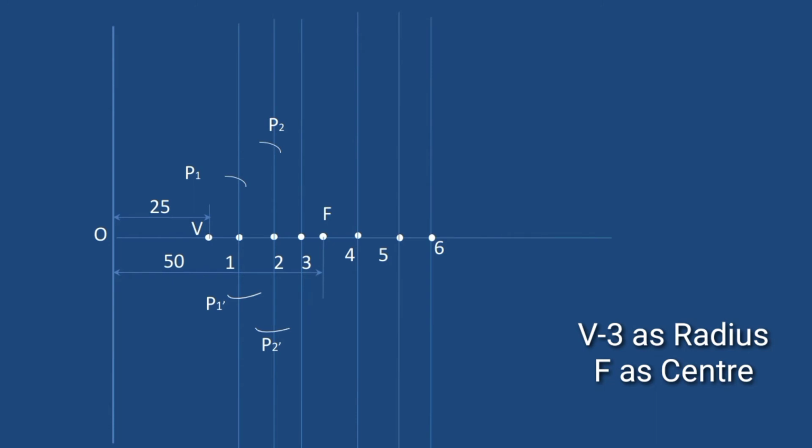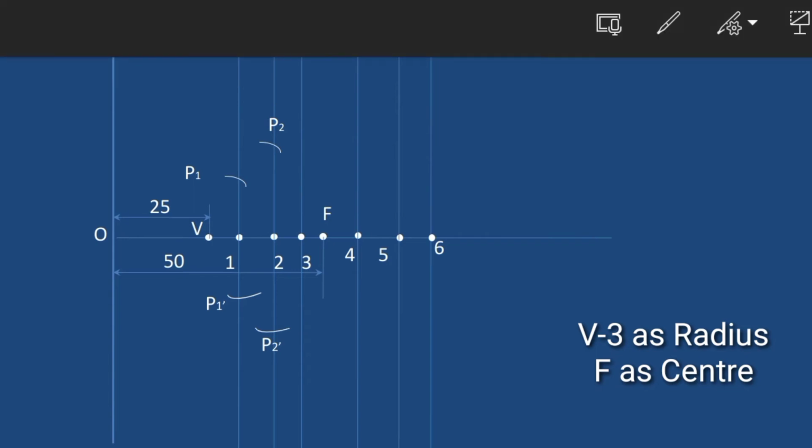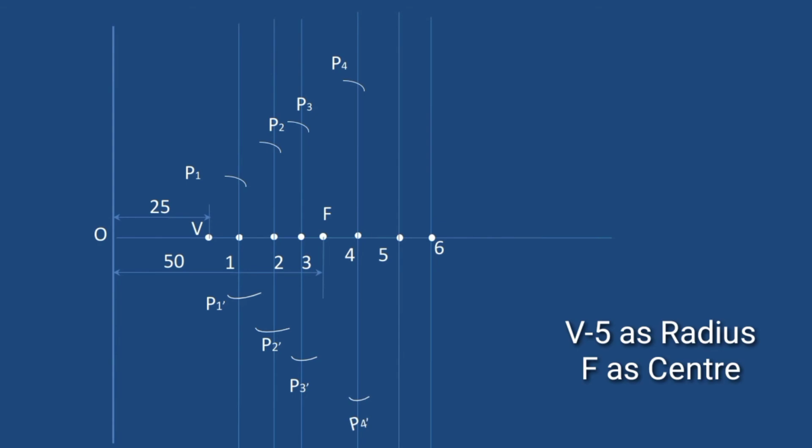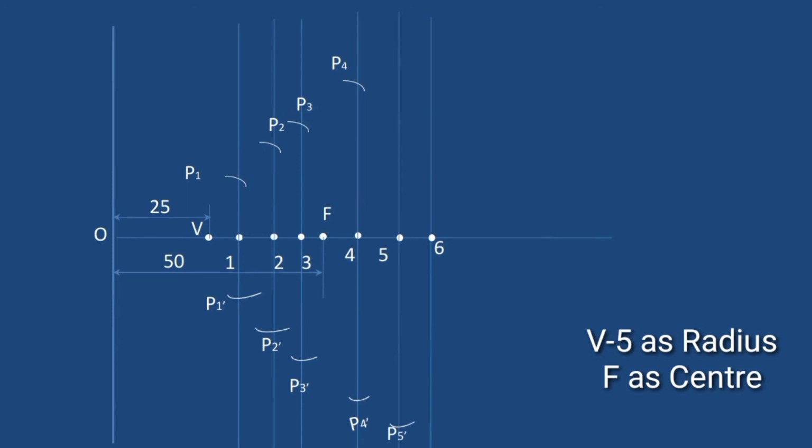Similarly, with V3 as radius and F as center, draw two arcs on the line from point 3, at P3 and P3 dash. Similarly, with V4 as radius and F as center, draw two arcs on the vertical line at point 4, at P4 and P4 dash. Similarly, with V5 as radius and F as center, draw two arcs on the vertical line at point 5, at P5 dash and P5.